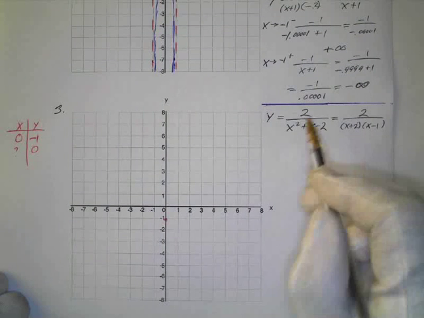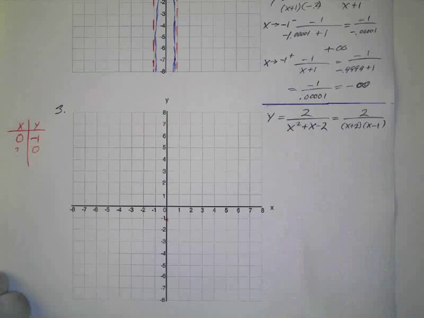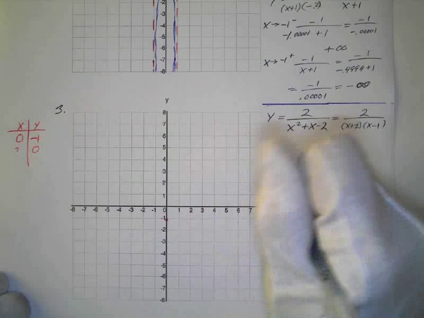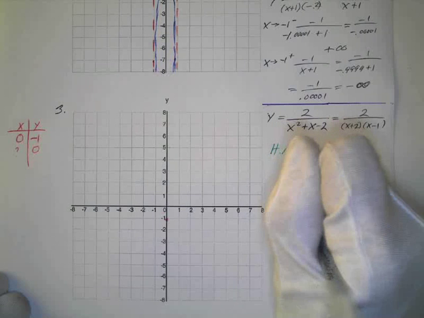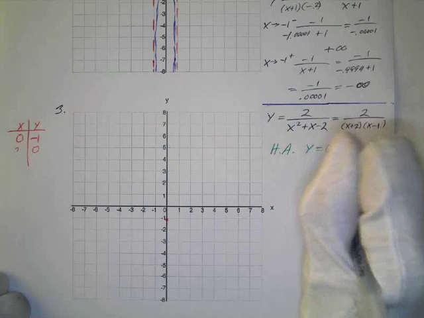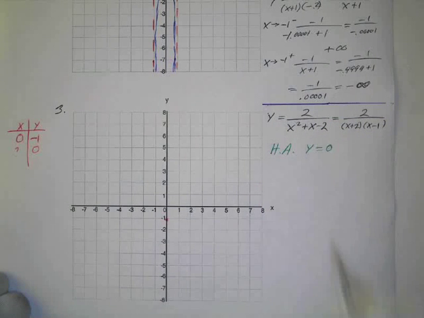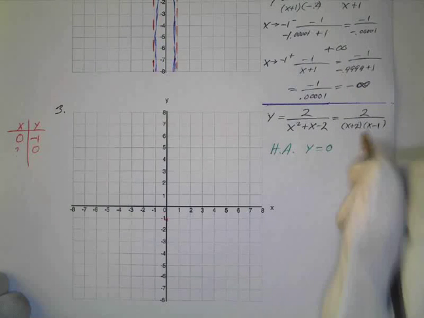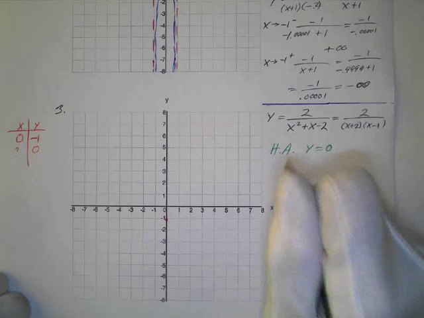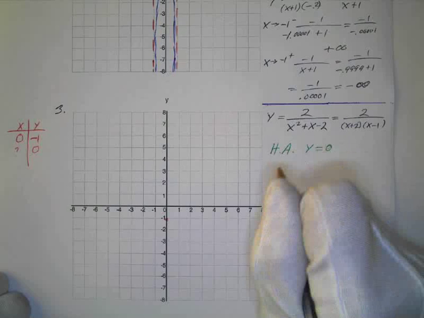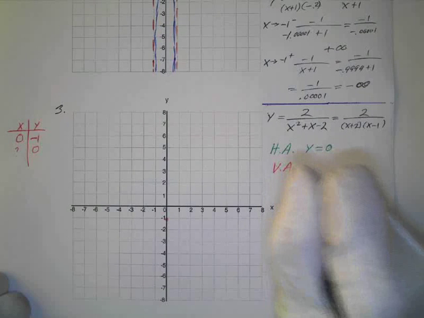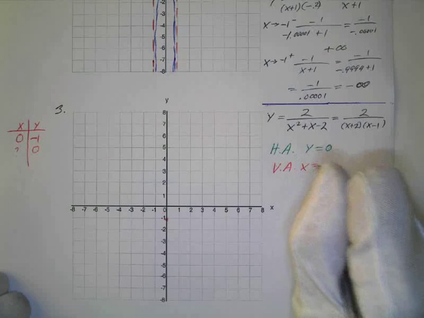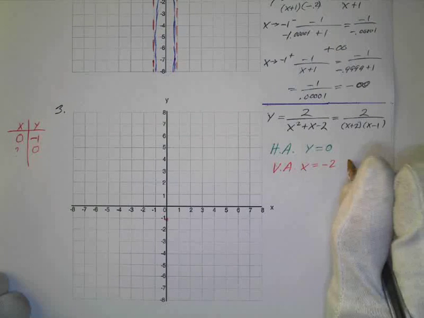And let's look at the degree. The degree of the top is definitely smaller than the degree of the bottom, so we do have a horizontal asymptote at y equals 0. And we have vertical asymptotes at anything that makes the bottom 0 that doesn't divide out. So a vertical asymptote at x equals negative 2 and at x equals 1.